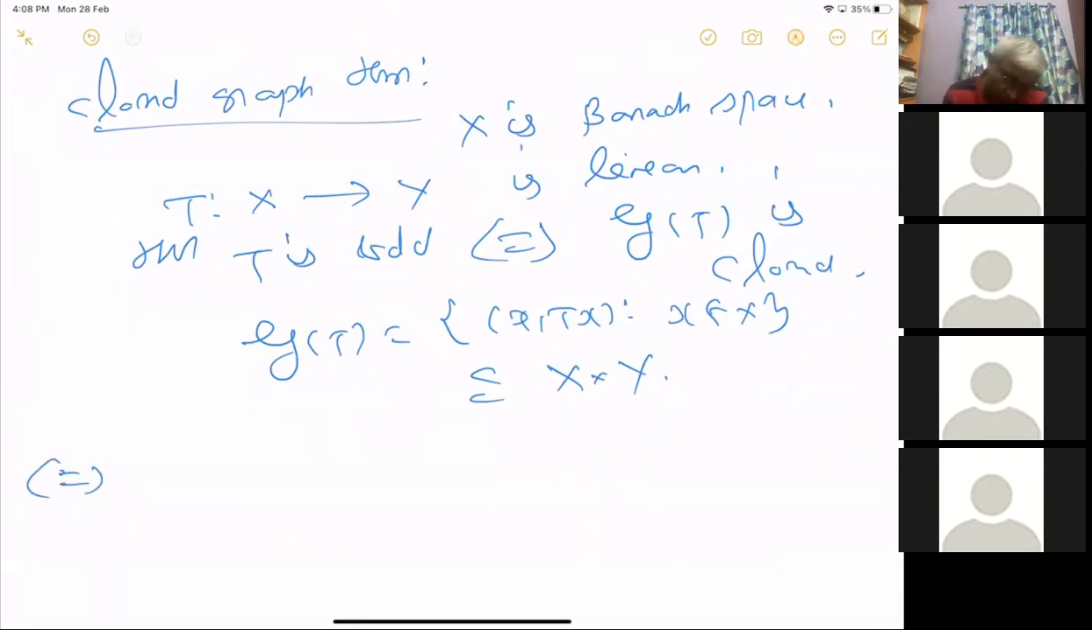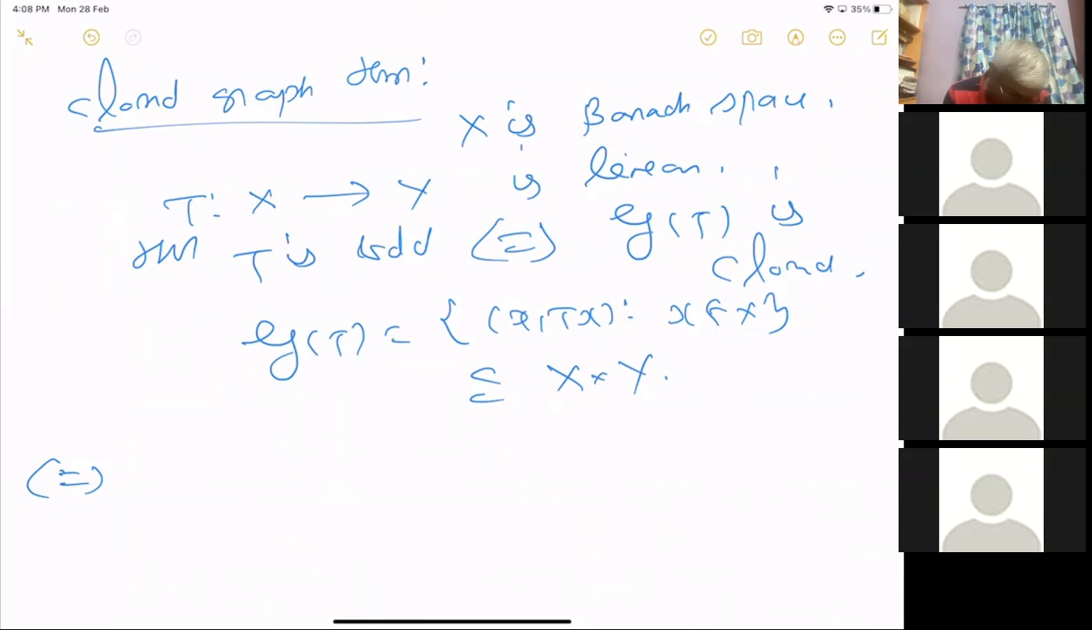If you want to prove it, one way will be clear. If T is continuous, the graph has to be closed. T is continuous means that if xn converges to x, T of xn converges to T of x, so you can see the graph is closed. The other way is the useful thing. So how do we check the graph is closed? The nice thing is, if you want to prove that something is continuous, then you have to prove that if xn converges to x, T of xn converges to T of x.